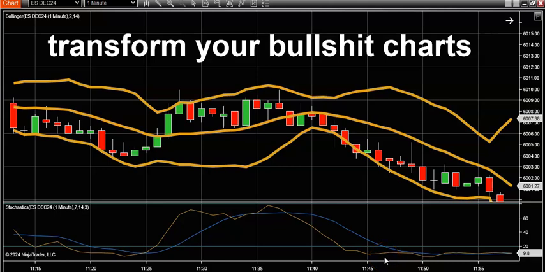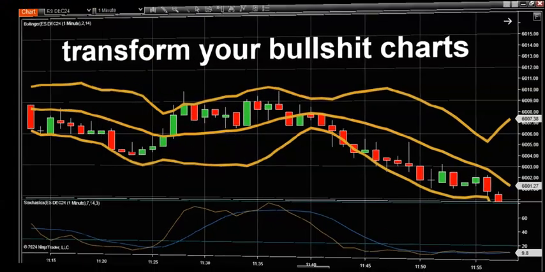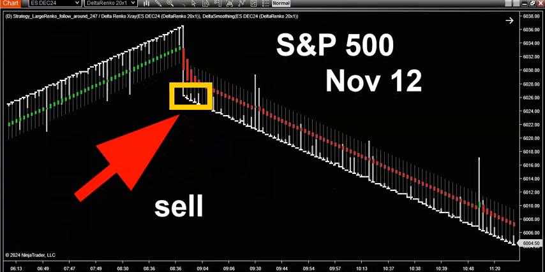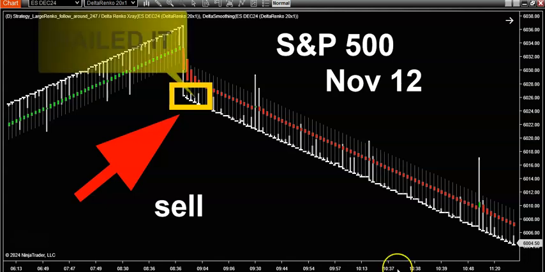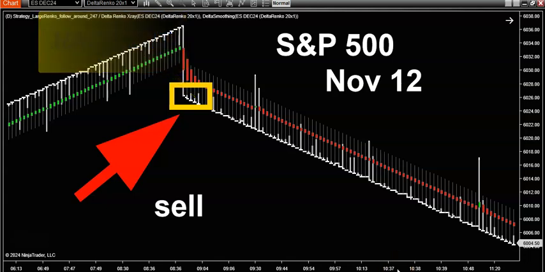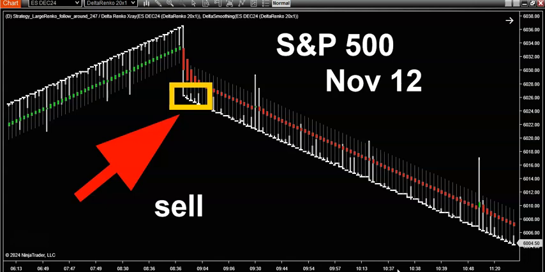With one click of your mouse, I'm going to show you guys how to transform this garbage candlestick chart into this gorgeous, beautiful delta chart. All right, guys, because these charts, what I call these delta charts, are literally a breath of fresh air.